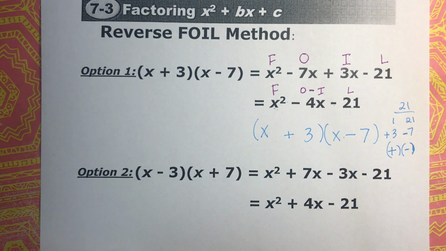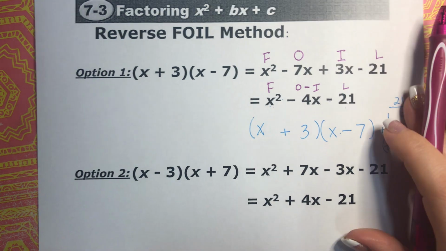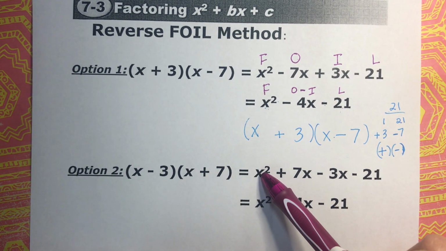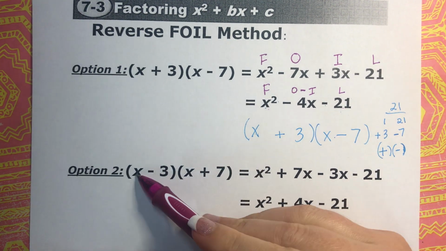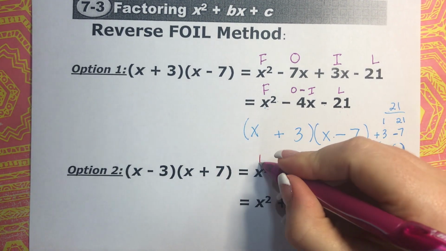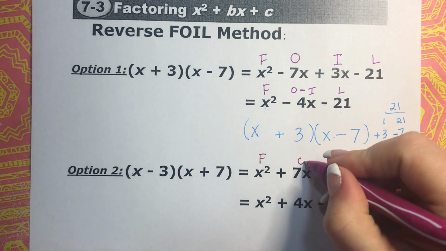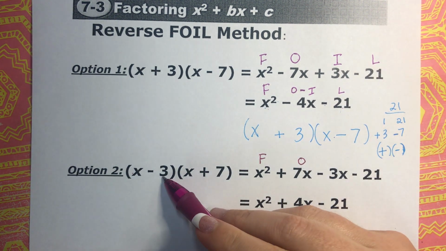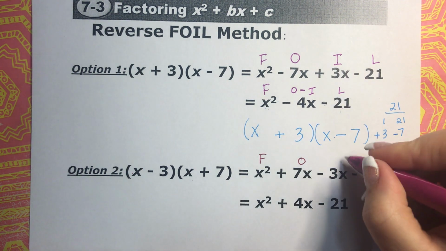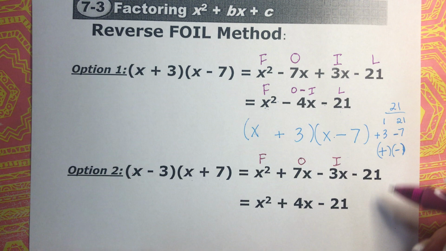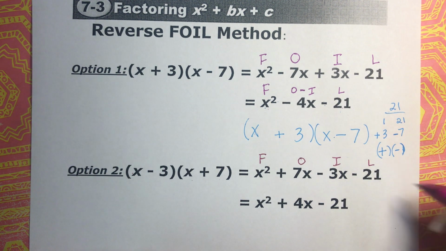So the first thing we're going to do is just go ahead and do FOIL, right? So x times x is x squared. That is our first. And then we're going to do our outside. X times 7 is 7x. And then we do our inside. -3 times x is negative 3x. And then lastly, negative 3 times 7 is our last. We get negative 21.